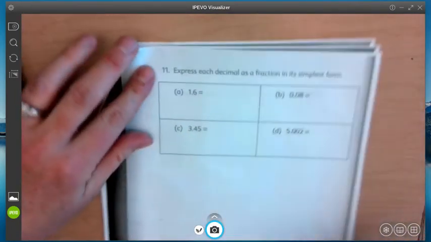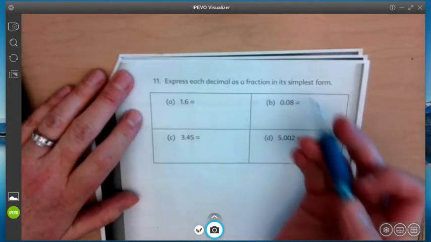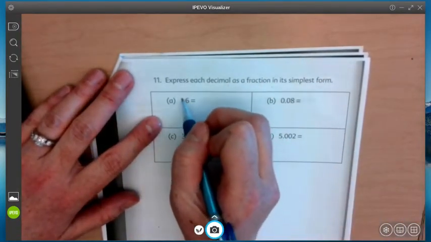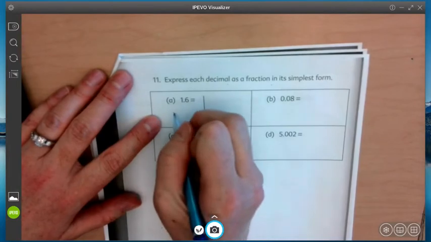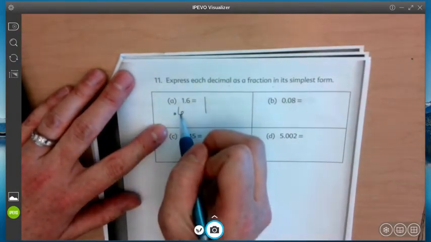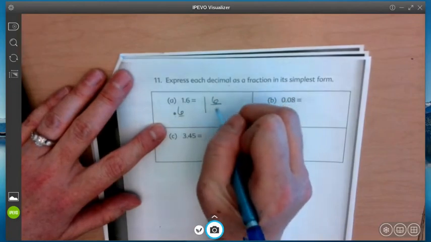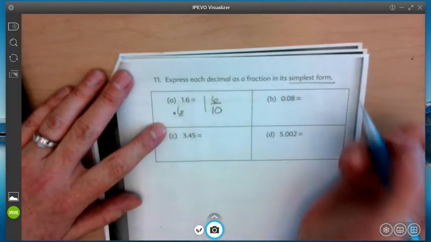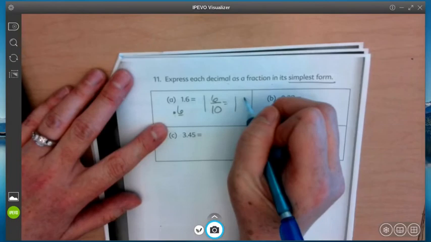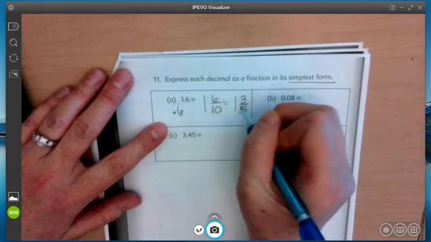Okay, the last one, we're just switching it from a decimal to a fraction. So this right here, 1 is the whole number. Now we have this, this means 6. It's in the tenths spot, so it would be 6 tenths. They want it in simplest form, so it's really 1 and 3/5 because they both divide by 2.